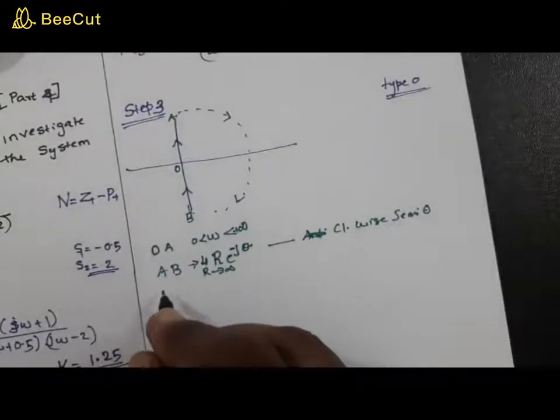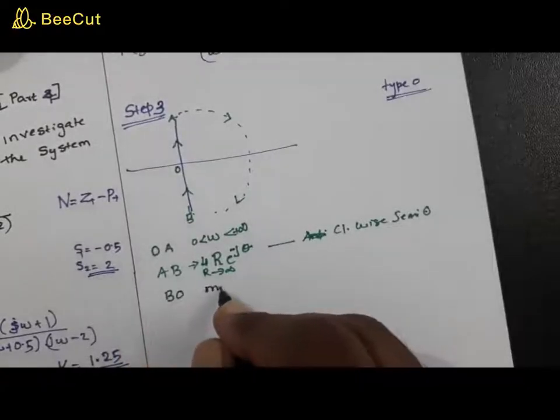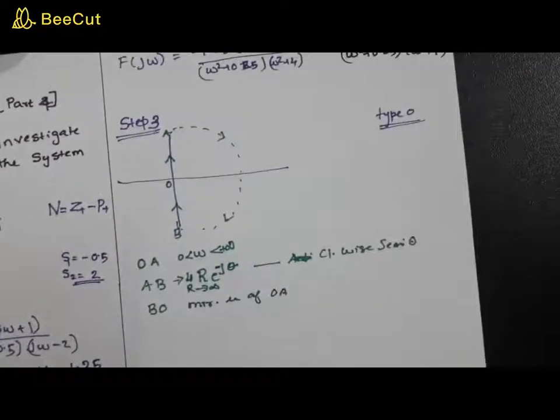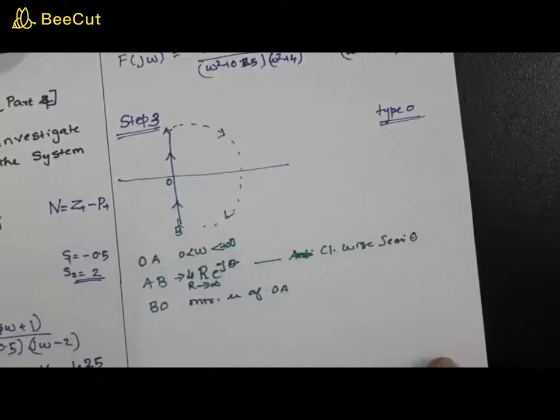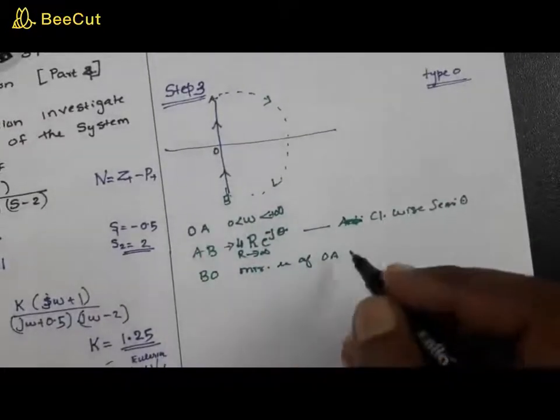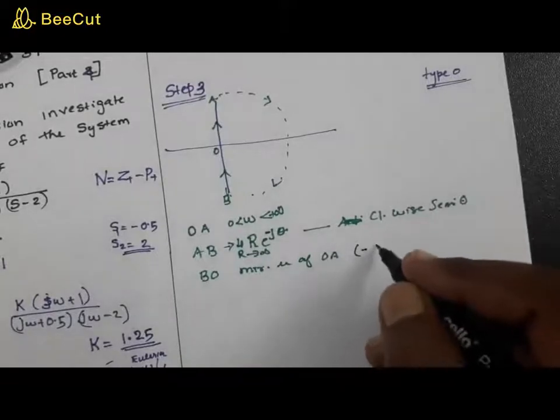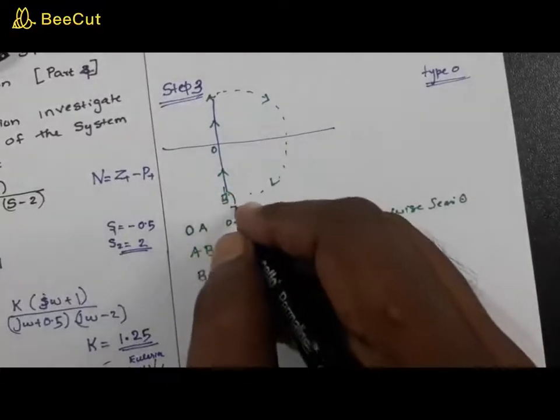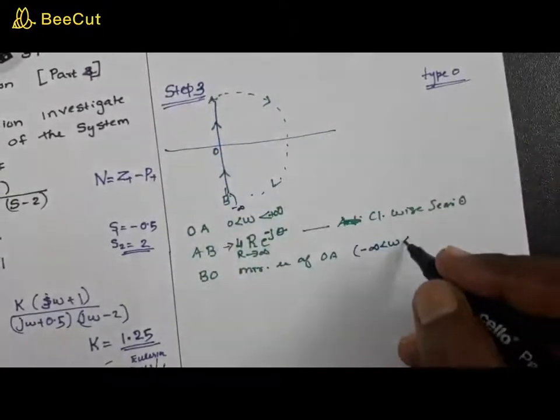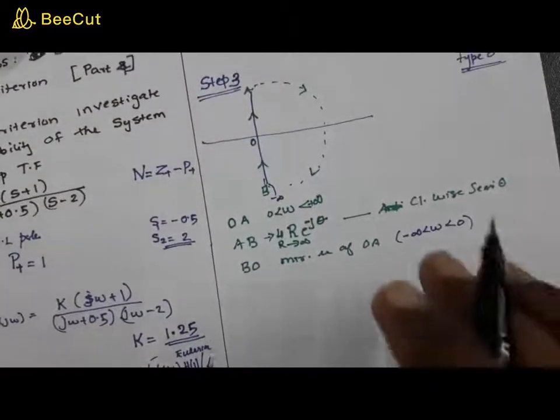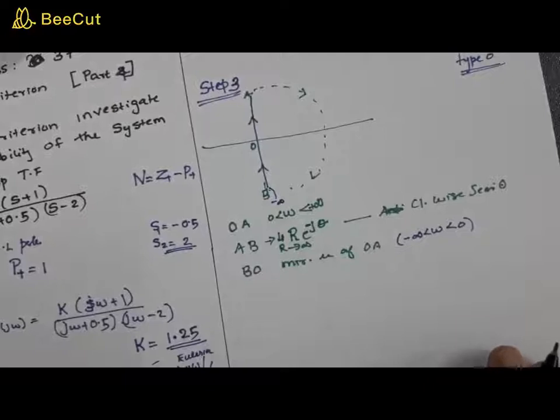Now you have one more segment, which is BO, and BO is nothing but the mirror image of OA. You don't have to worry about BO. Once you get OA correctly, you just need to draw its mirror image, as omega varies from minus infinity to 0. So this is the variation of omega. We have got 3 segments and you need to map these. That's your step 3.